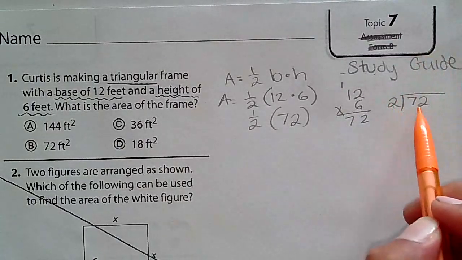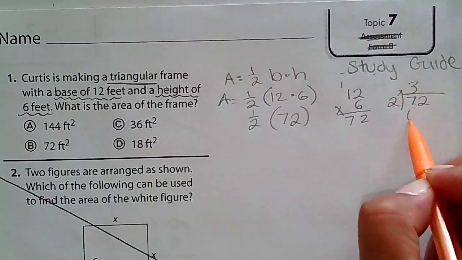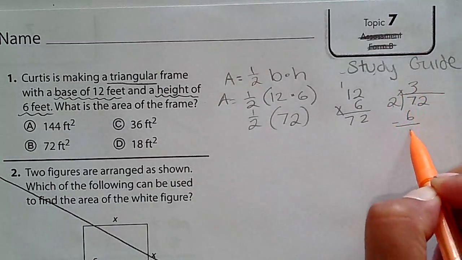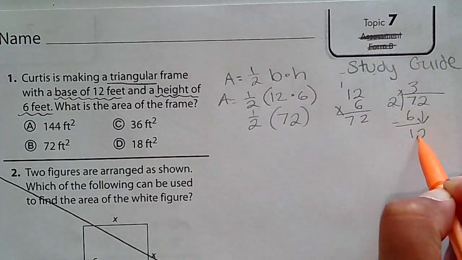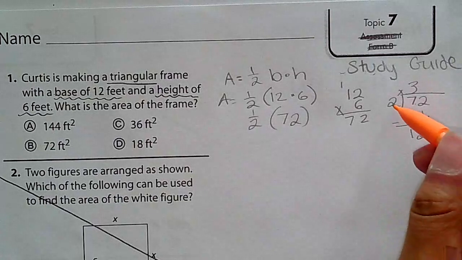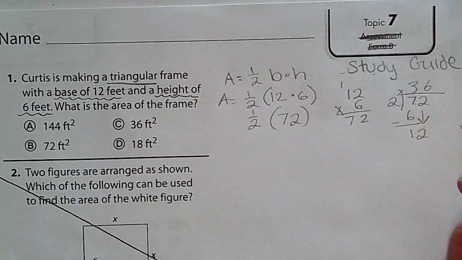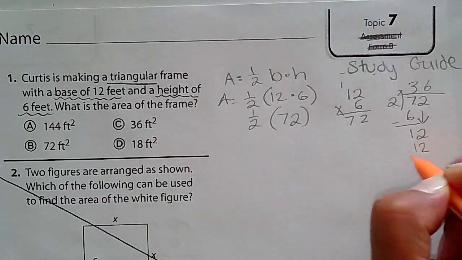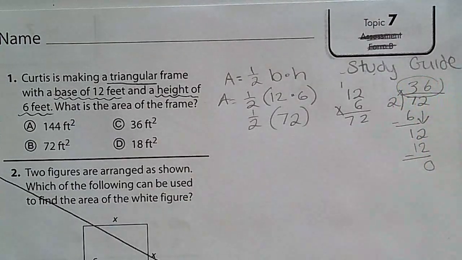Can 2 go into 7? It can go in 3 times. 3 times 2 is 6. When I subtract, I get 1. 1 is less than 2, so I bring down the next digit, which is 2. And 2 goes into 12 6 times. 6 times 2 is 12. And when I subtract, I'm left with nothing. So my answer is 36.